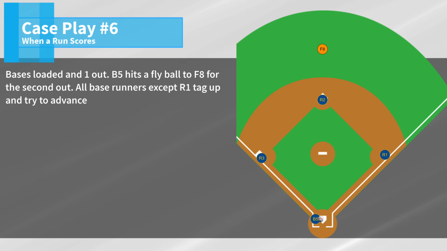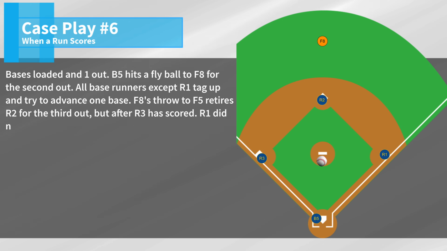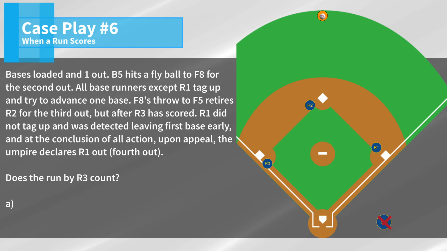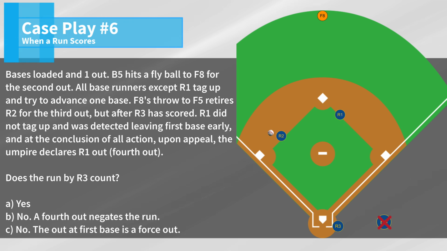Case play number 6. Bases loaded and 1 out. B5 hits a fly ball to F8 for the second out. All base runners except R1 tag up and try to advance 1 base. F8's throw to F5 retires R2 for the third out, but after R3 has scored. R1 did not tag up and was detected leaving first base early, and at the conclusion of all action upon appeal, the umpire declares R1 out for the 4th out.